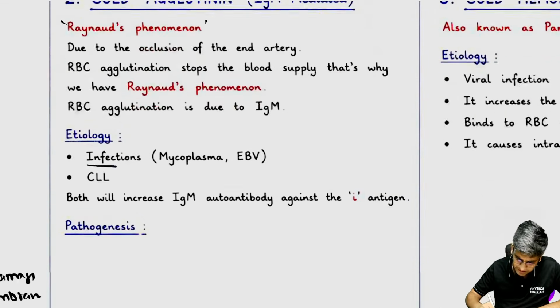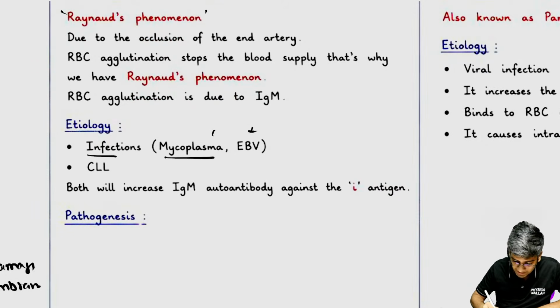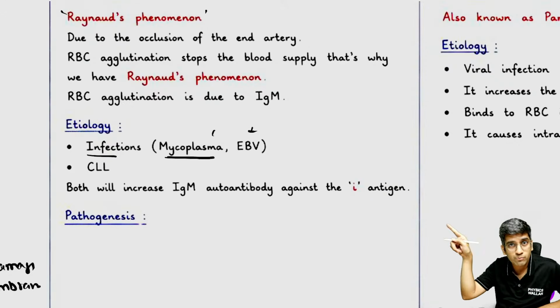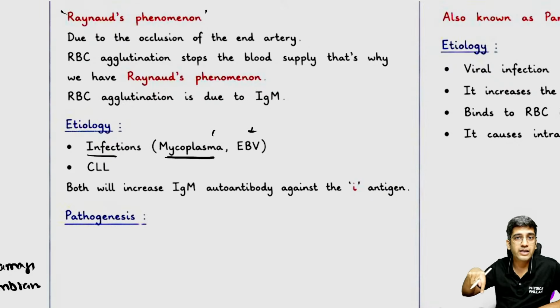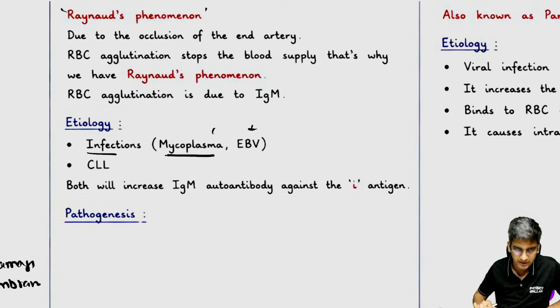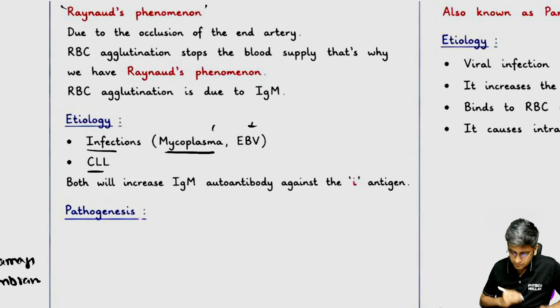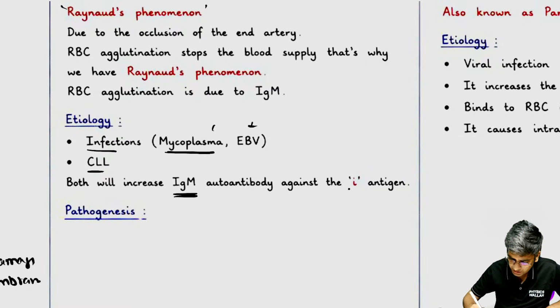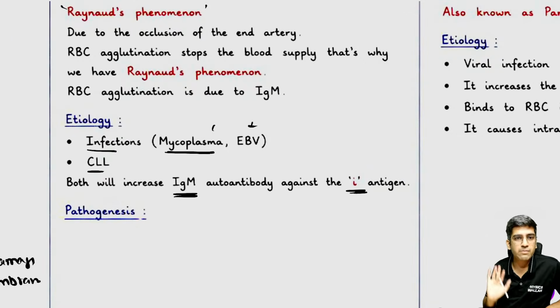Infection can be the etiology, mycoplasma, EBV. Mycoplasma has come multiple times in NEET PG exam. Mycoplasma pneumonia plus hemoglobin drops, peripheral smear shows spherocyte, cold agglutinin hemolytic anemia, right? And it will also be seen in CLL. I'll have more IgM antibody against I antigen. It's a minor blood group antigen, right?